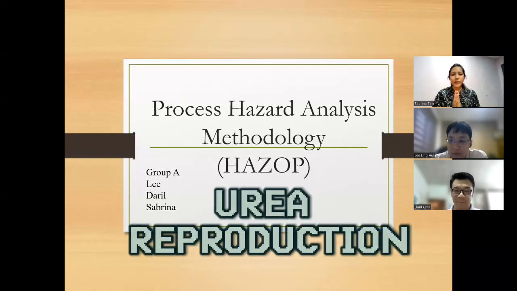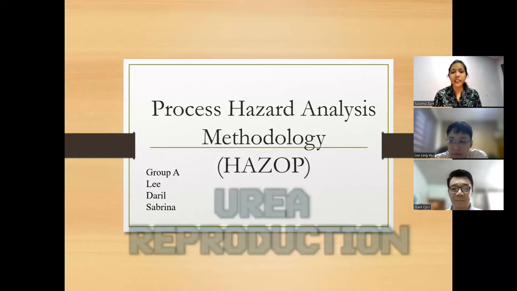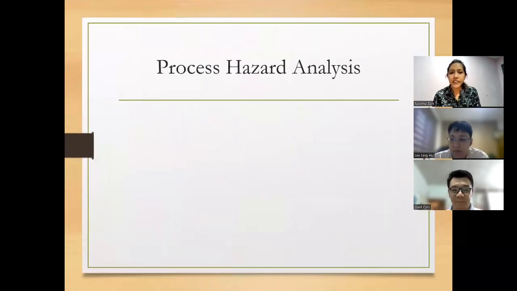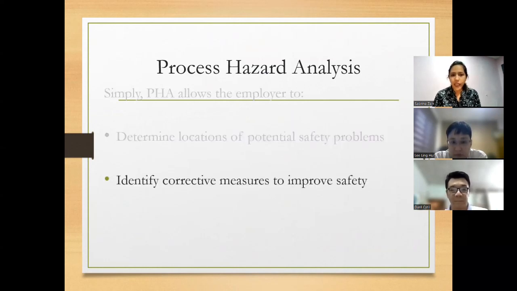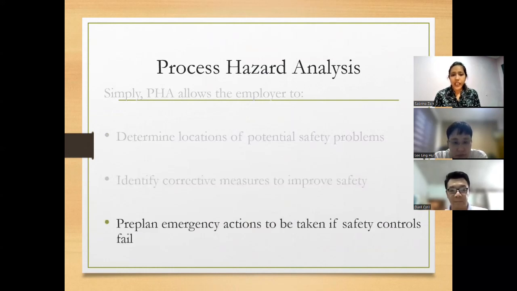My team from Group A will present on process hazard analysis methodology on HAZOP. Okay, this is a brief introduction. PHA allows the employers to determine locations of potential safety problems, identify corrective measures to improve safety, and pre-plan emergency actions to be taken if safety controls fail.